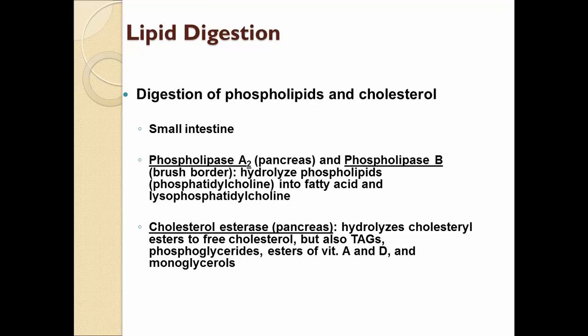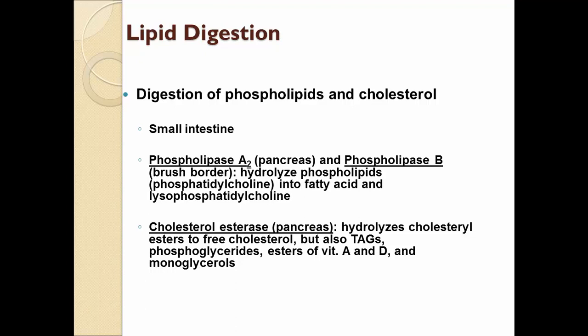And we also have different enzymes that digest phospholipids and cholesterol, right? So phospholipase A, which is secreted by the pancreas, and phospholipase B, normally present in the brush border. These two phospholipases usually hydrolyze phospholipids and release fatty acids and lysophosphatidylcholine.